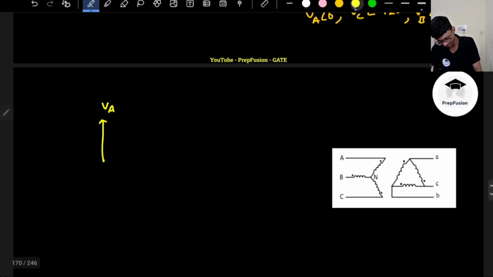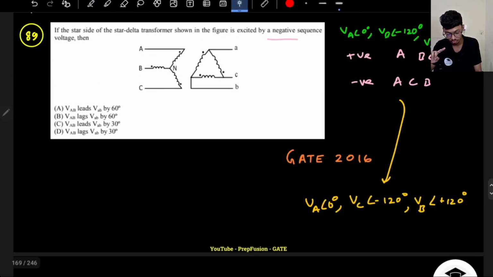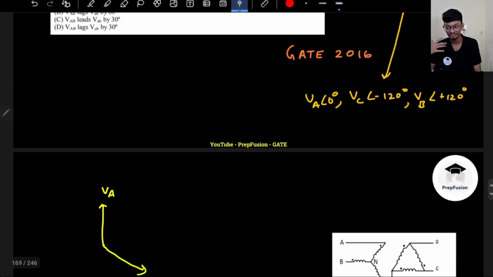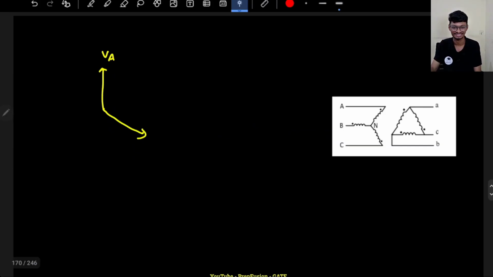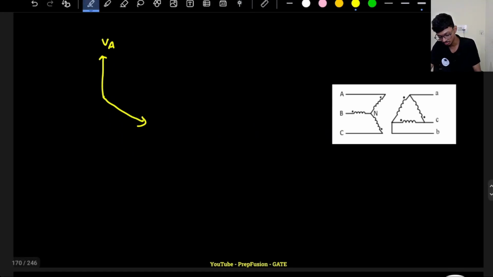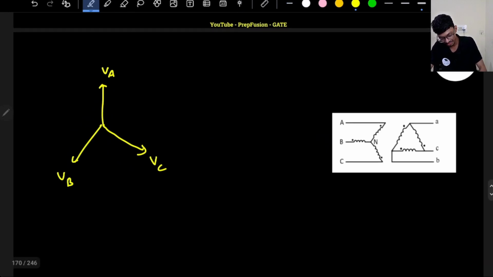So VC will come here. Previously VB used to come here because VB used to lag by 120. Now VC lags by 120 because the phase sequence has changed. What is phase sequence? I have described it in the basics of three phase, and in the starting of the previous lecture also I discussed a bit about phase sequence. So this will be VC here and VB here. This is VA, VB, VC.